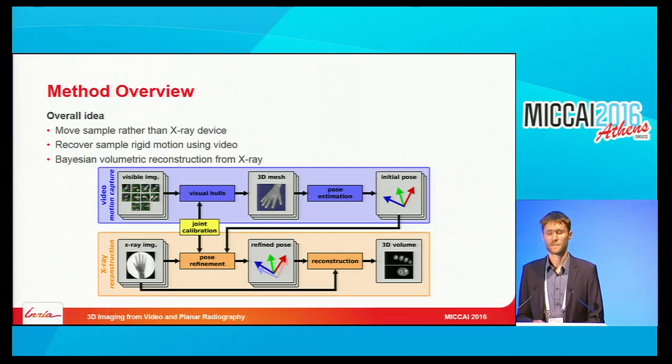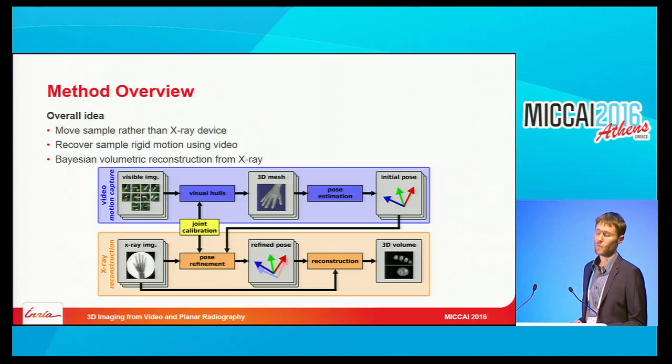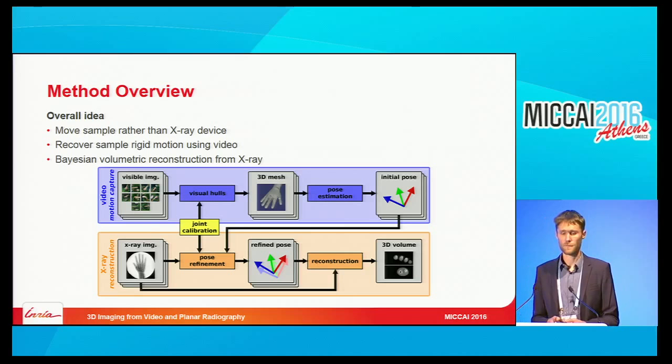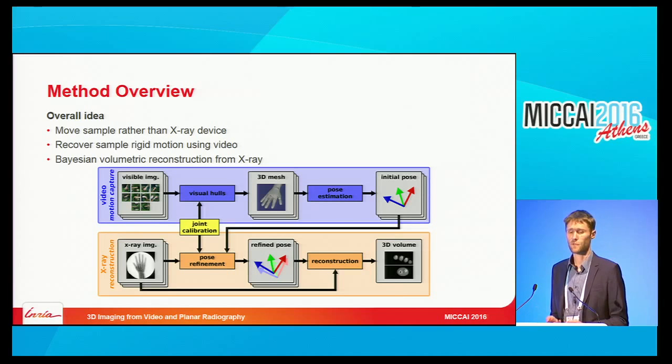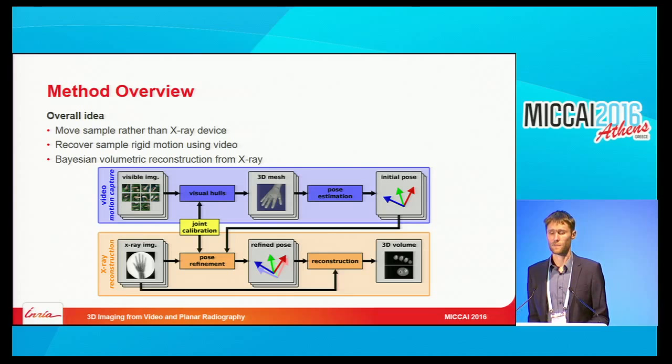So in this graph, the top row is the motion capture using video, and the bottom is the X-ray reconstruction. So we start from a set of visible images over time. We combine them using visual hulls to get a 3D mesh. Then using some form of ICP, we get an initial pose, so over time we get some motion.